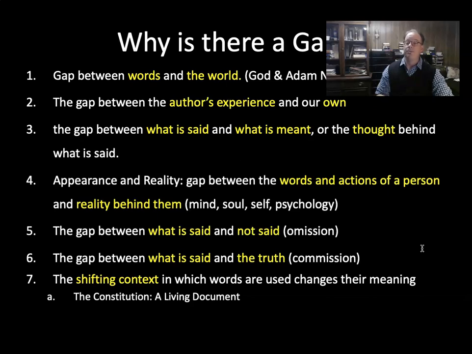I can actually misrepresent something. So we're going to see Iago just be a flat-out liar, things like that. Then this ties into author's experience. There's the shifting context of words. And one of the great examples that we'll look at is actually the Constitution, right?